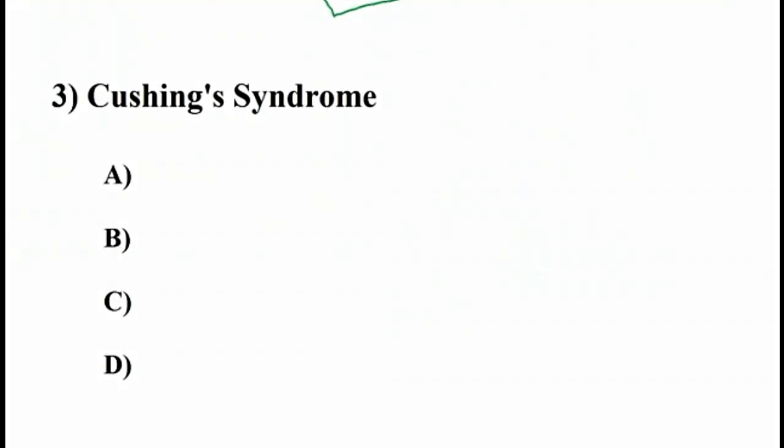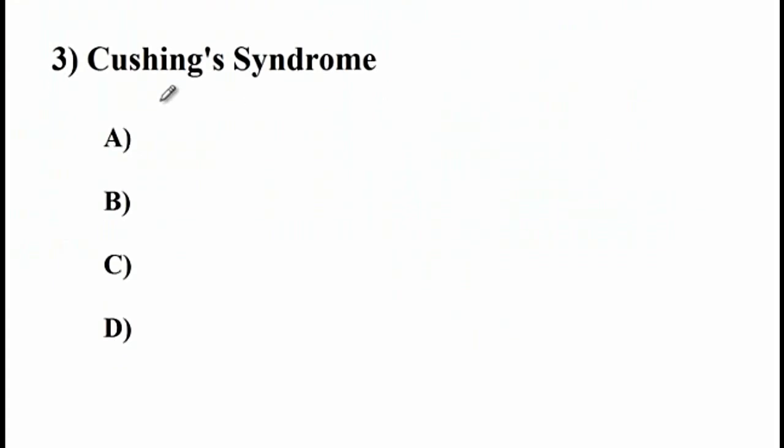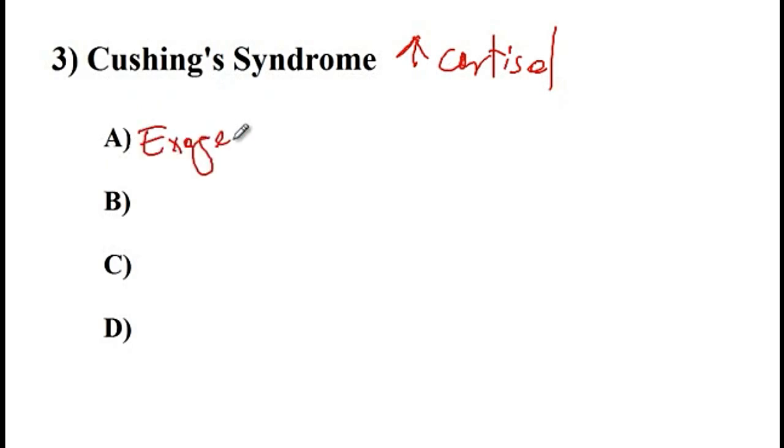The next disorder is the Cushing syndrome, and there are different etiologies to the development of Cushing syndrome, all of which are associated with increased levels of serum cortisol. So the most common cause of Cushing syndrome is exogenous administration of steroids. So the patient is administering too much steroids, as a consequence of which they develop Cushing syndrome.